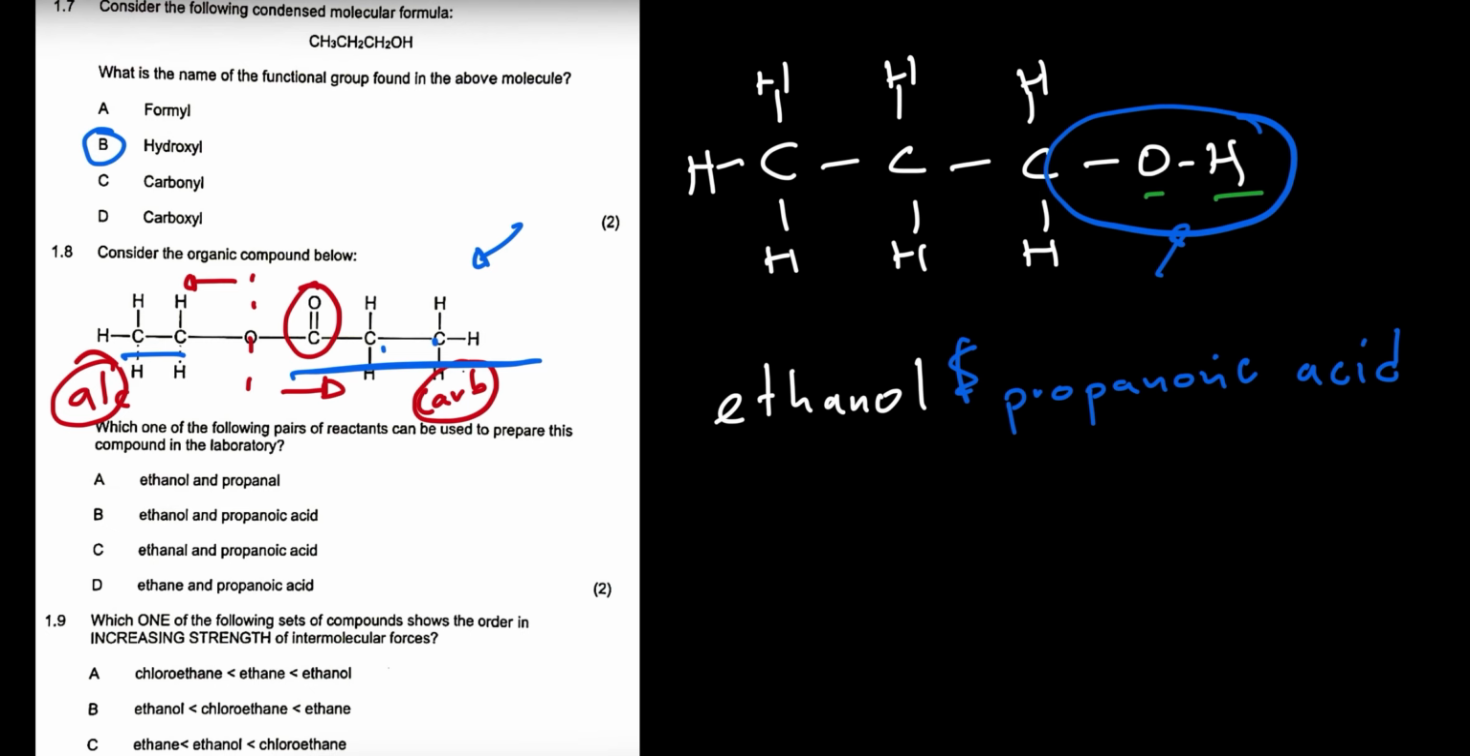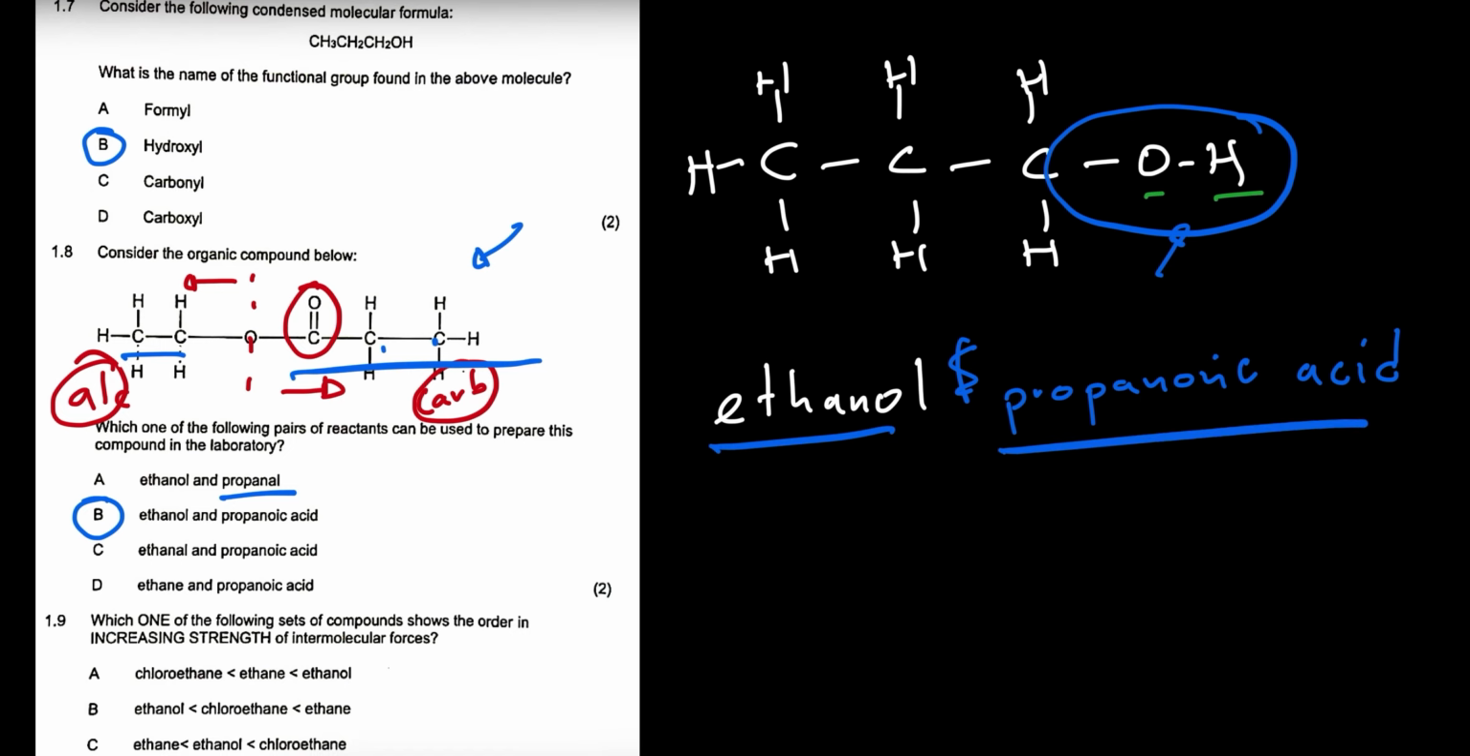So if you look at number A, we have ethanol and propanal. Remember, this propanal makes it an aldehyde. But now we are looking at an alcohol and a carboxylic acid. So number B, we have ethanol and propanoic acid. So this should be the correct answer, because we have ethanol and propanoic acid.